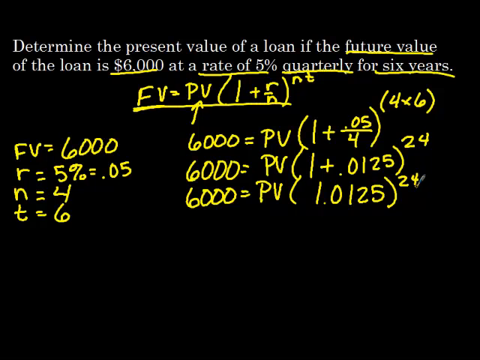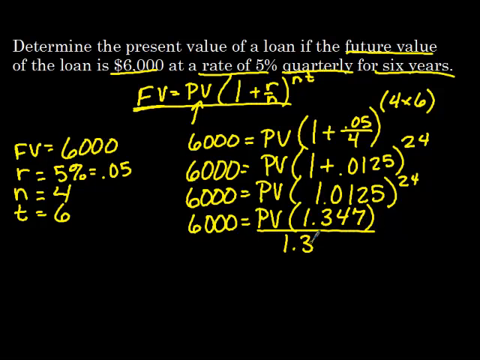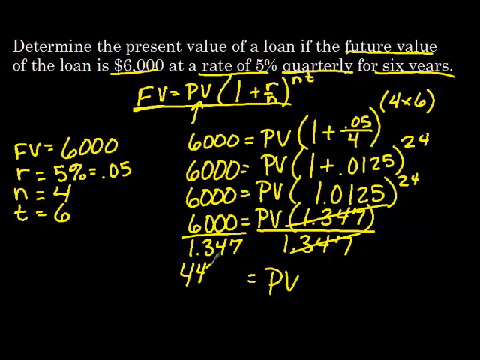Our next thing we can do is take care of our exponents, just like the order of operations. 6,000 and PV stay as they are again. 1.0125 raised to the 24th power. You can do that in your calculator. You should get 1.347. Our last step, we want to get PV by itself. So we divide each side by 1.347. The 1.347s cancel out. We're left with just PV. And 6,000 divided by 1.347. If you do that on your calculator, you should get an answer of $4,454.34.